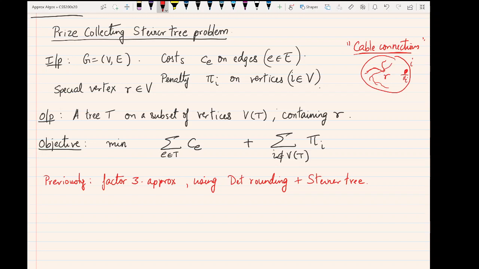So finally what you want is a tree which will contain a subset of vertices which I call V of t, and it should contain R. The objective consists of two parts. The first is the connection cost, and the second is the penalty for skipping vertices that you don't connect in your output tree.